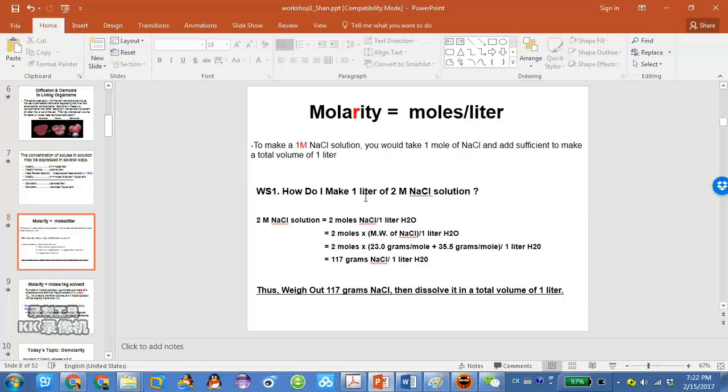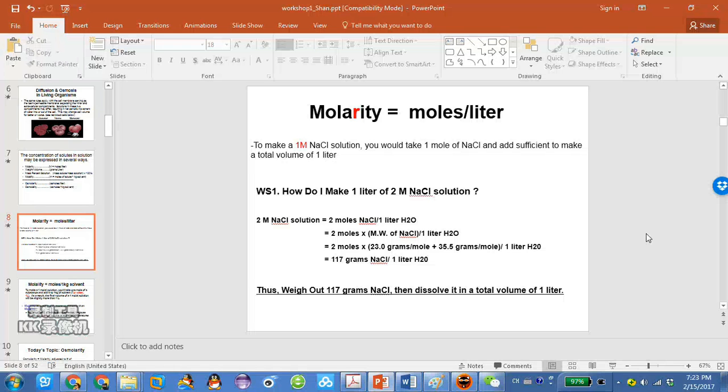Workshop question 1: how do you make 1 liter of 2 molar NaCl solution? Again, the capital M here refers to the unit of molarity. It's a short form for moles per liter. So every time you see a capital M, that's moles per liter. That's the unit for molarity. Okay, in order for us to know how to make a certain solution, we need to know two things. One is the volume of the solution. The second is the weight of the solutes needed to make the solution.